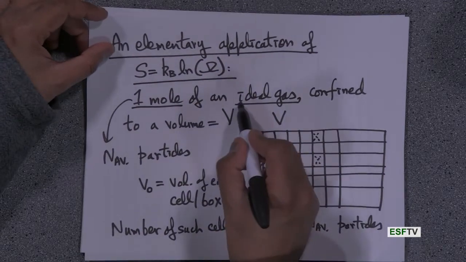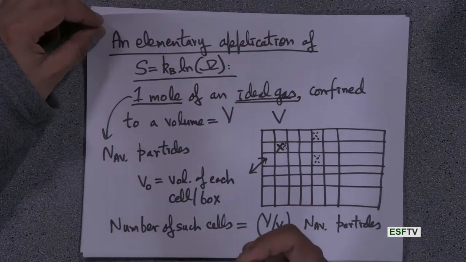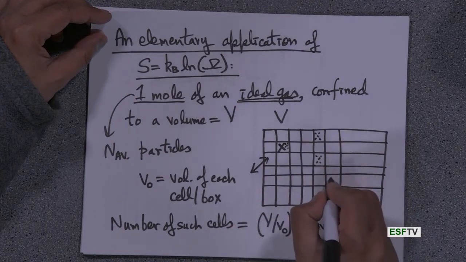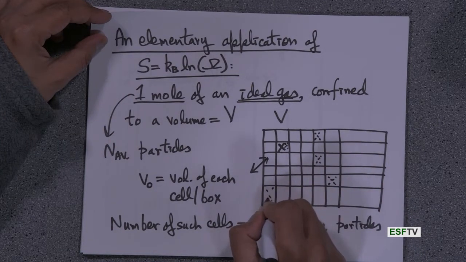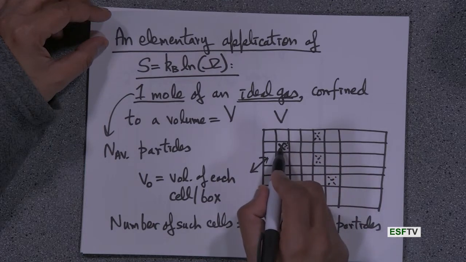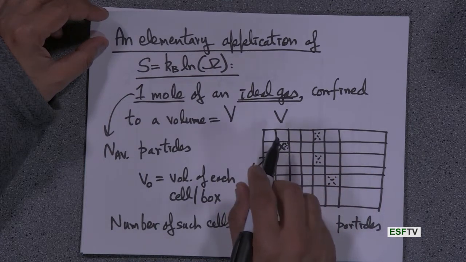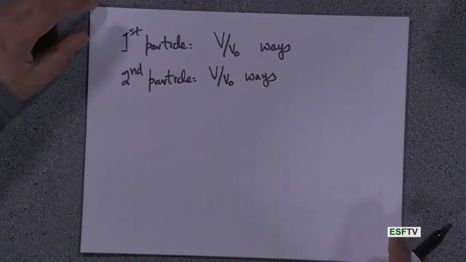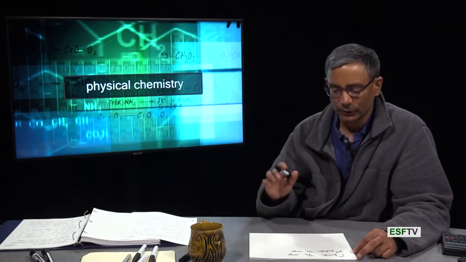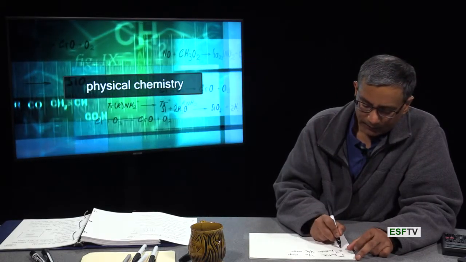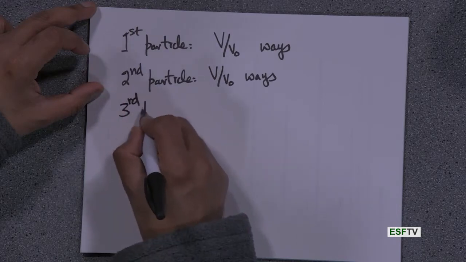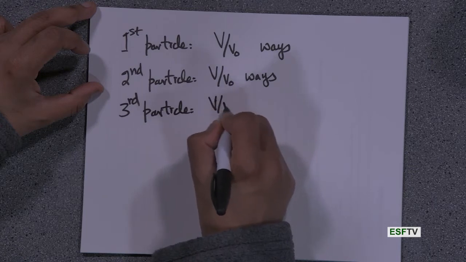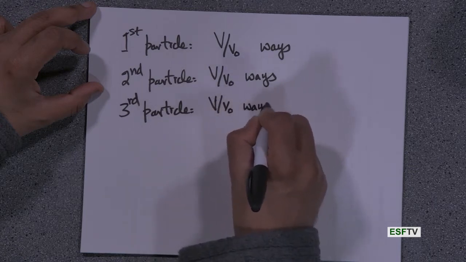Why so? Because for an ideal gas, the assumption is the particles are point particles, and we can put howsoever many of them we want into any of these boxes. Could go here, any one of these. So all of the cells, including the first one, the one the first particle went into, are still available to the second particle, because we've made the assumption it's an ideal gas for which the particles have 0 size. How about the third particle? Same story. Also V divided by V0 possibilities.